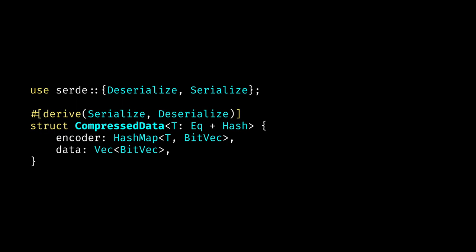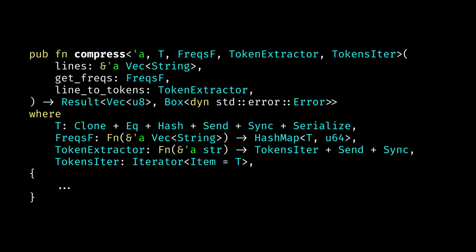Of course, we will need to write our lines. We will represent them as a vector of bitvecs, each line encoded using our Huffman coding. And we also need to remember which tokens were mapped to which vector. So we also add an encoder hash map from tokens to bit vector. Of course, you can use a decoder hash map here instead, which will mean that decoding will be a bit faster, but encoding will be a bit slower because you will need to transform your hash map. And now we are ready to write our compress function.